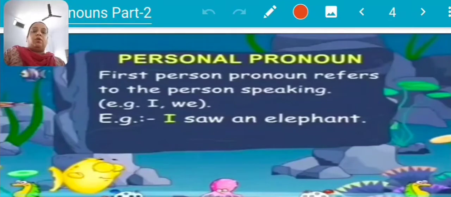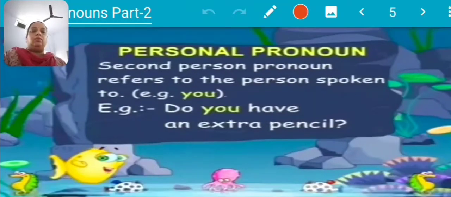First person pronoun refers to the person speaking. For example, I and we. In this sentence I have used first person pronoun. So, that is I saw an elephant. So, I is first person pronoun.